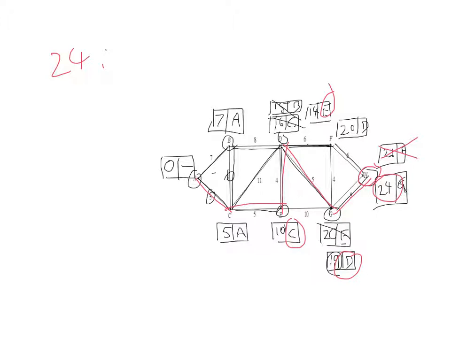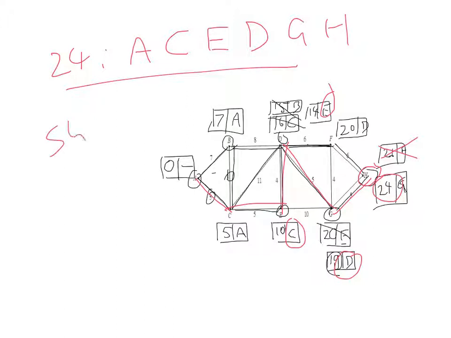So my path was A, C, E, D, G, H. And that is my shortest path.